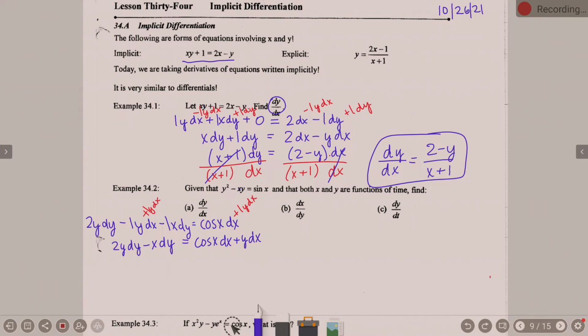If you have not already, you want to factor out your GCFs. So on the left, I'm factoring out dy. So I have 2y minus x times dy. On the right, we are factoring out dx. So cosine x plus y times dx.